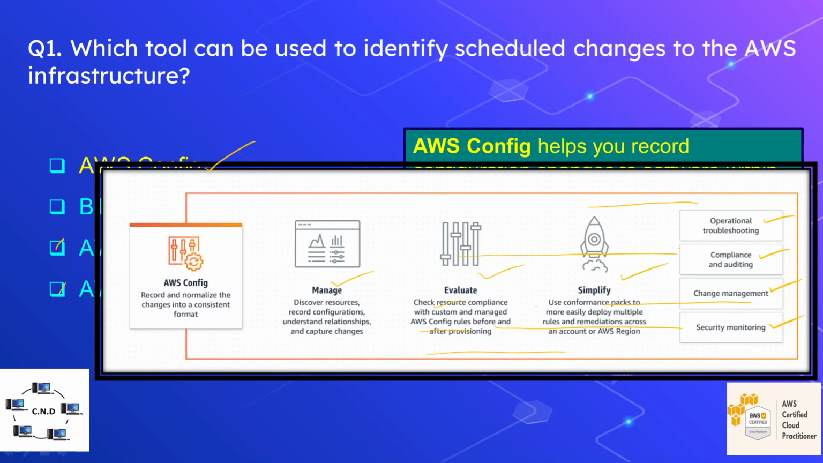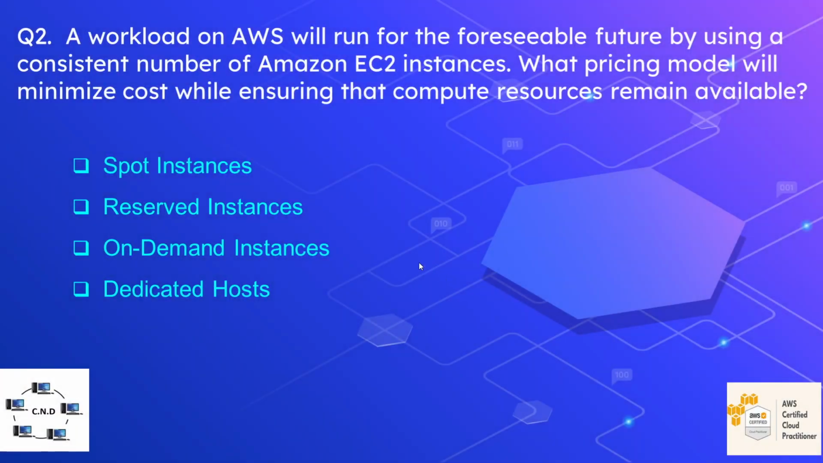Question number two is, a workload on AWS will run for the foreseeable future by using a consistent number of Amazon EC2 instances. What pricing model will minimize the cost while ensuring that compute resources remain available? The options are option A, spot instances, option B, reserved instances, option C, on-demand instances, and option D, dedicated host.